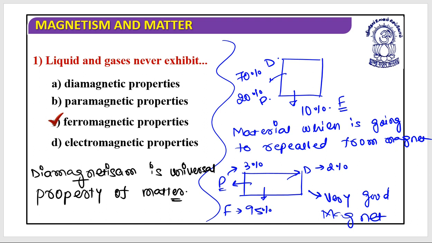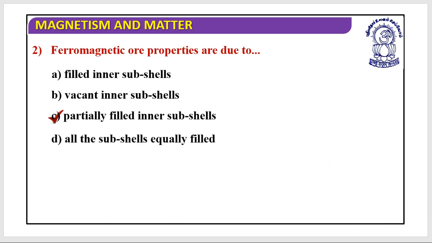Great. So we understood that liquids and gases can never exhibit ferromagnetic properties, because they cannot have a domain structure. Second, ferromagnetic properties are due to partially filled inner subshells. Yes, so let's wind up the session here.